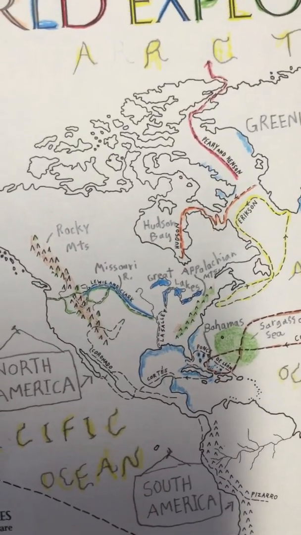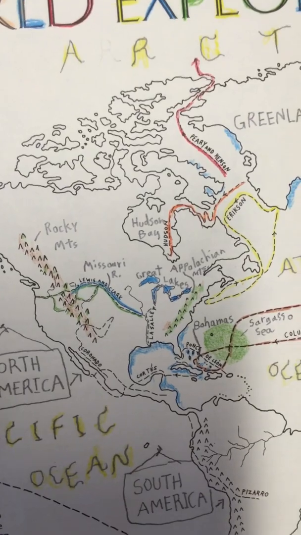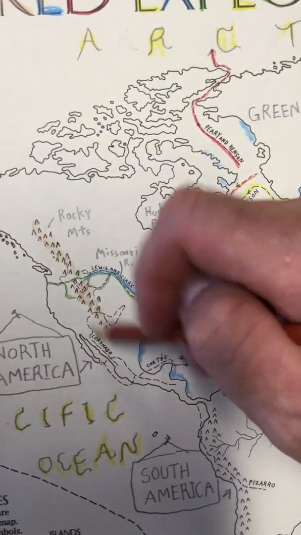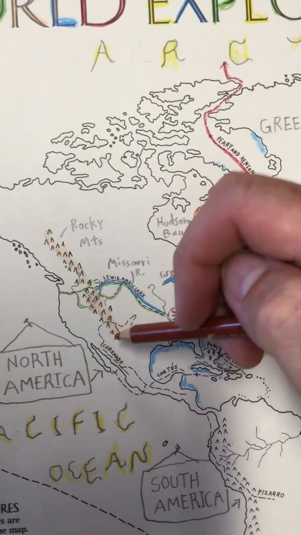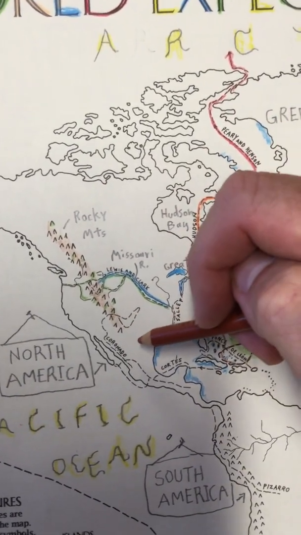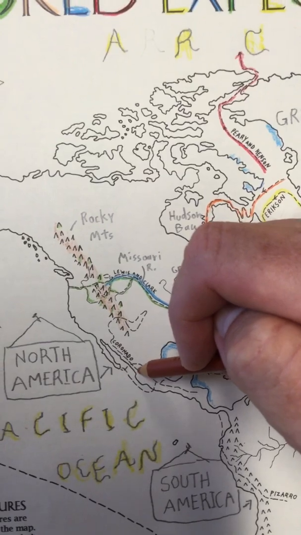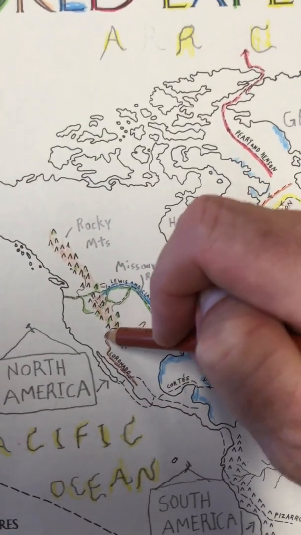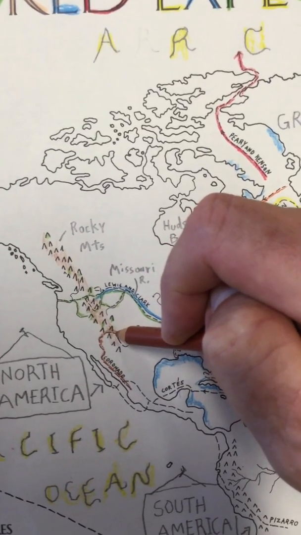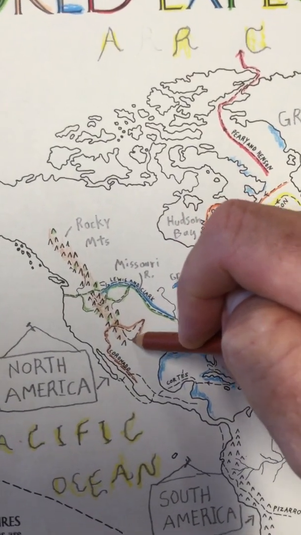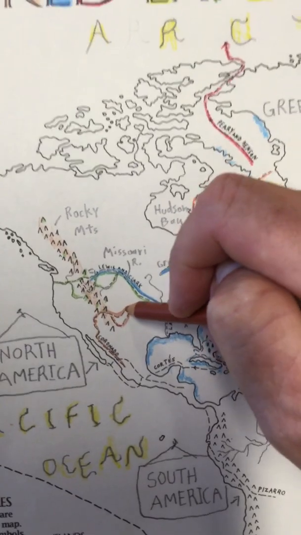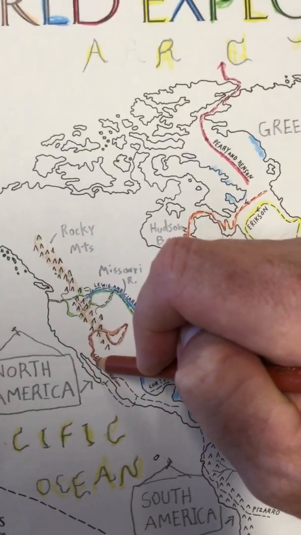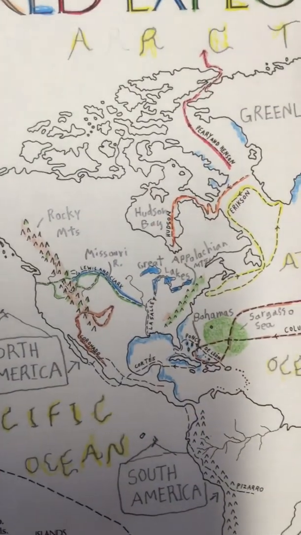Let's see what other. There's another explorer called Coronado right here. Okay, let's use a brown to highlight that one. You'll be doing more research on these explorers. Your teacher will be going over a lot of these different routes and the explorers that follow these routes. Okay.